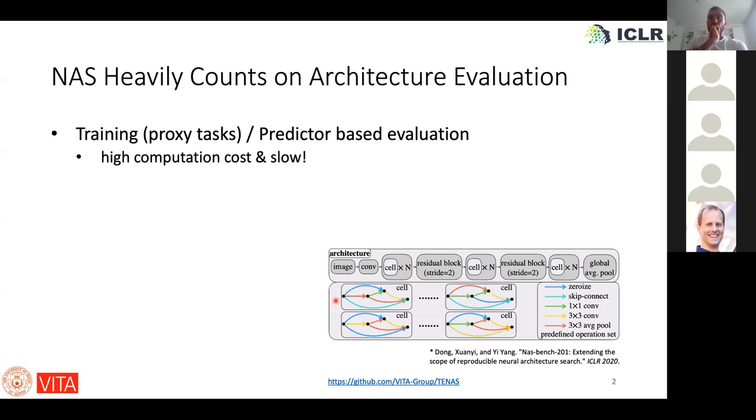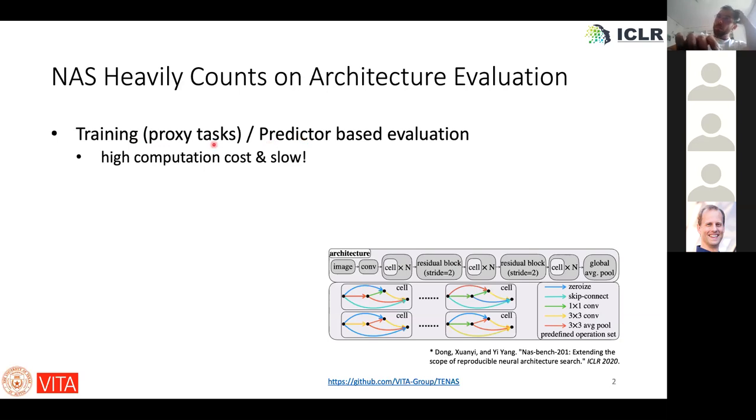And previously, we know that neural architecture search heavily counts on architecture evaluation. Basically, neural architecture search is an optimization problem, and at each sampling point, we want to investigate how good the architecture is. So we have to find approaches to investigate the performance or the loss values of the currently sampled architecture. Currently, there are two mainstream approaches to this evaluation. One is the training-based neural architecture search, and the other is the predictor-based neural architecture search.